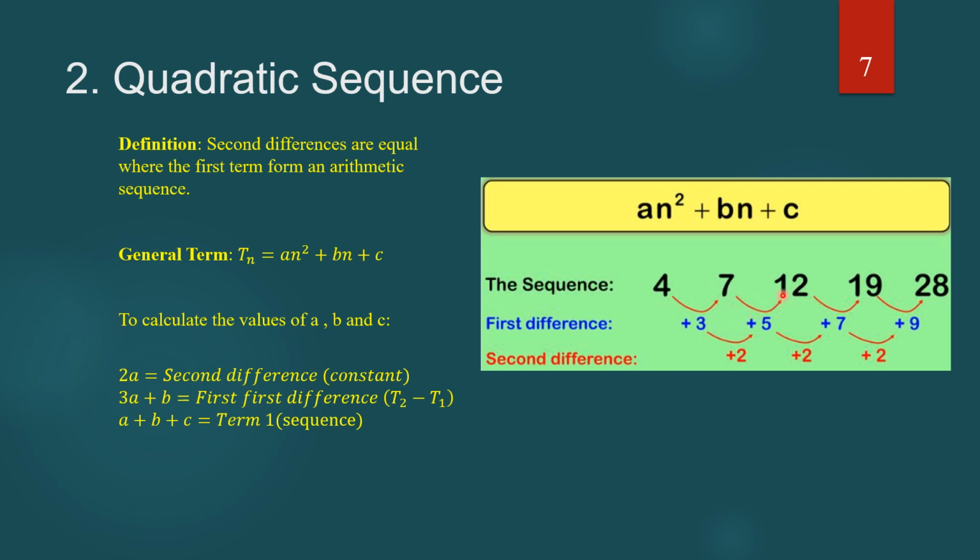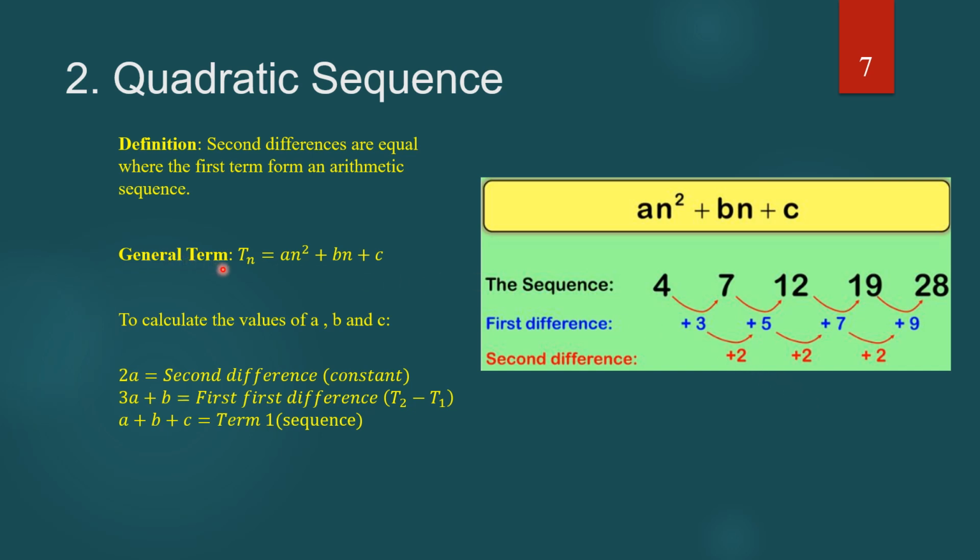You take 7 away from 12, you get 5, and so on. So if you notice here, the first difference gives us an arithmetic sequence, because if you get the difference in the first difference, you get a constant. This is what is explained in the definition of a quadratic sequence. Your second difference is a constant. You get a common difference when you get the second difference, whereby your first difference is an arithmetic sequence.